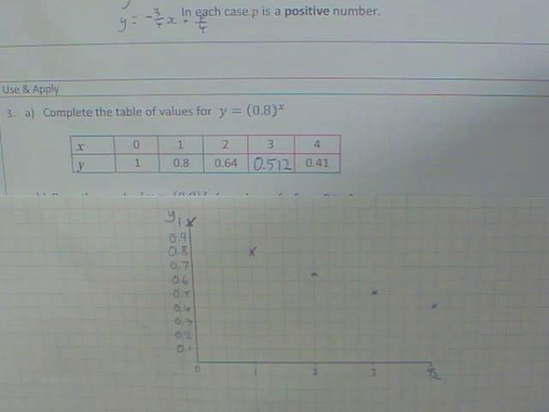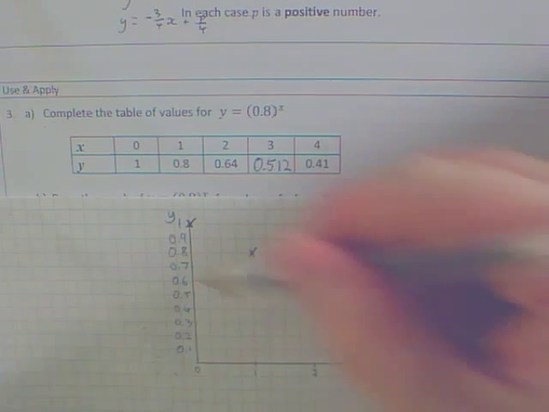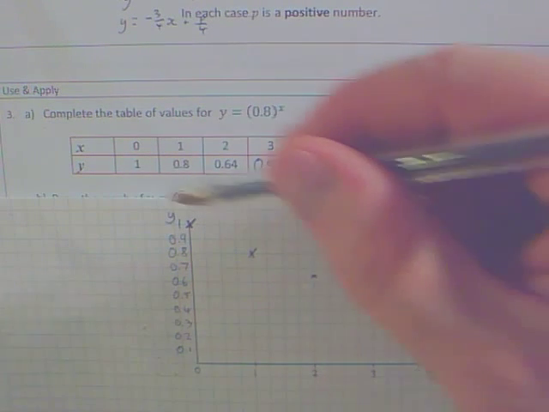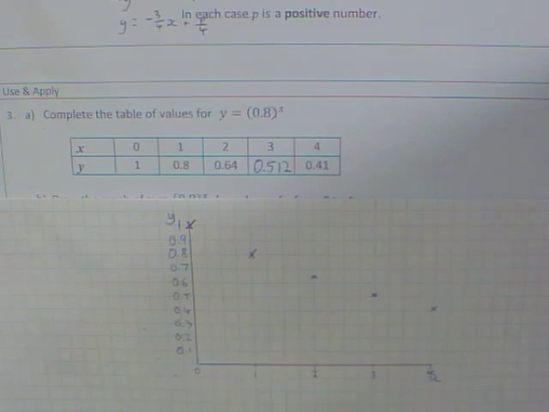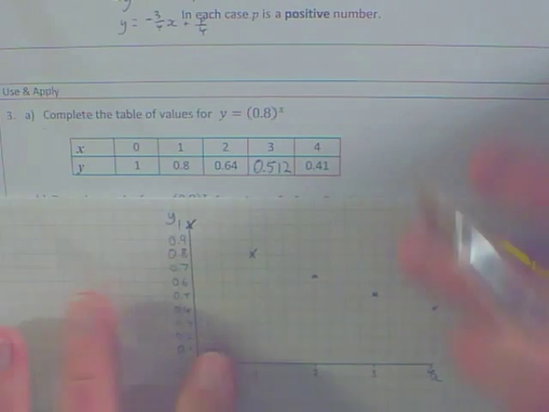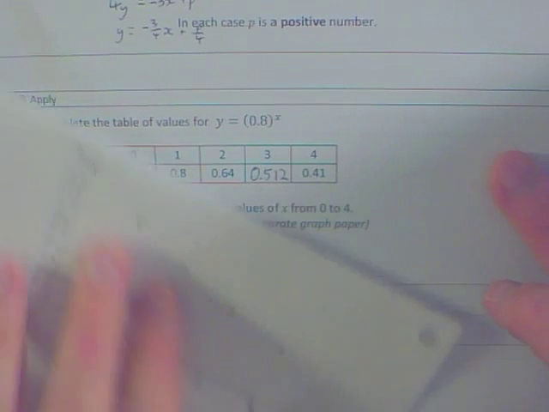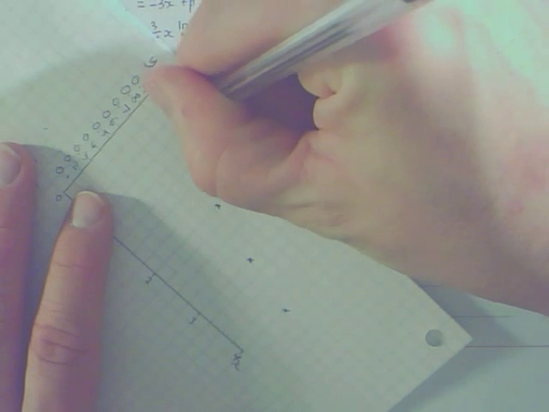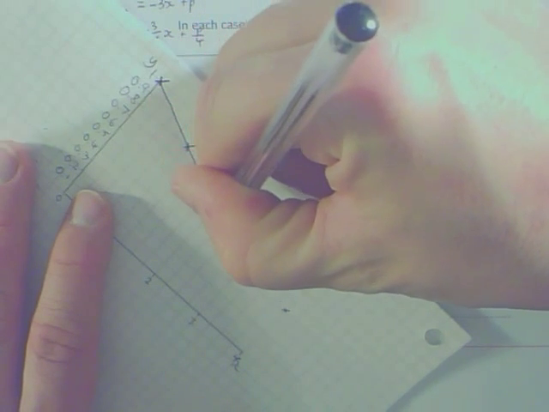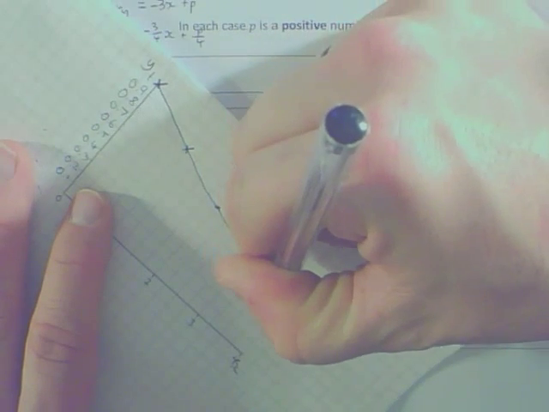There we go. So that is my typical exponential curve, either like that, always going through 1, either like that or like that. So never quite reaching 0 in terms of y. But I can just join this up with a nice smooth curve now. Again, you'll use a pencil. I'm just using a pen so it shows up nicely. Try to draw it nice and smoothly, as accurately as you can.